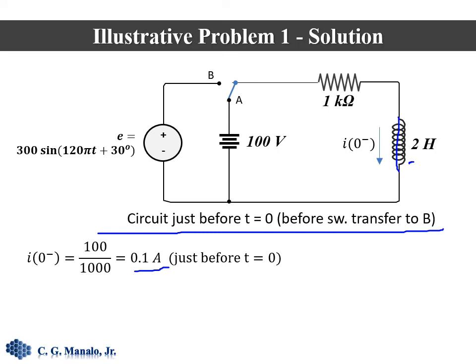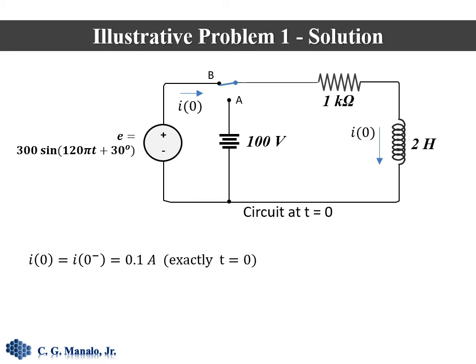So this is the current just before the switch is transferred to B at t equals 0. So we write that in this manner. It is like I at t equals 0 with a negative sign on the upper right of the 0.